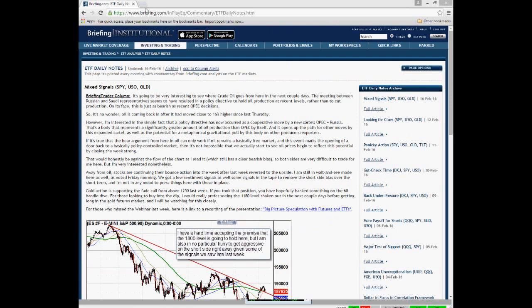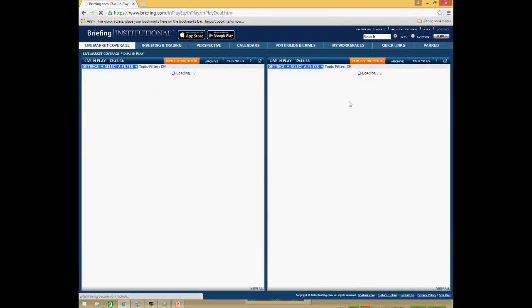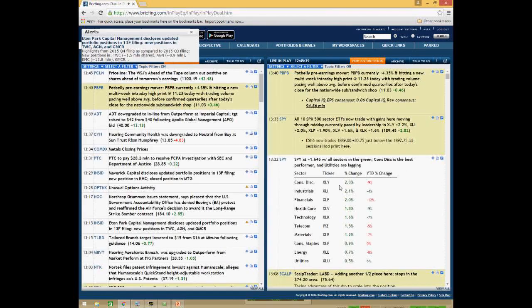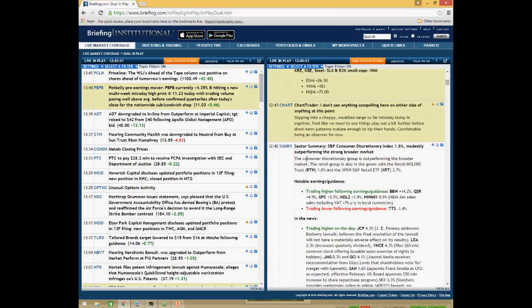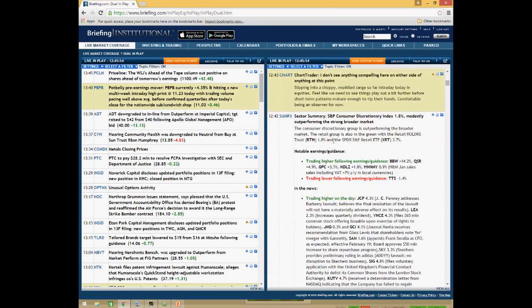To give a quick example, here on the live in-play page, I usually have all my trading calls broken down on the right-hand side, and I have all the fundamental stuff and headlines on the left-hand side. Just scrolling through the trading commentary, here's a SummerX. This is the kind of stuff I read all the time.